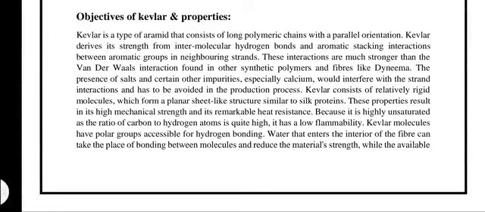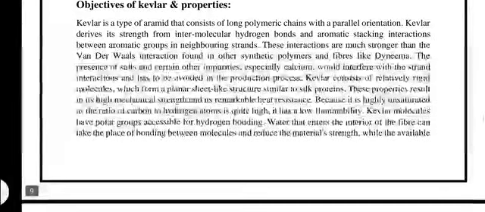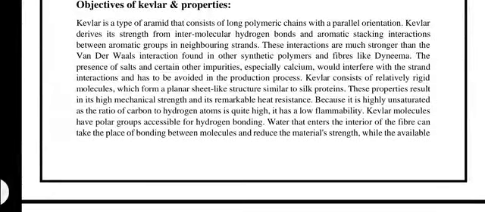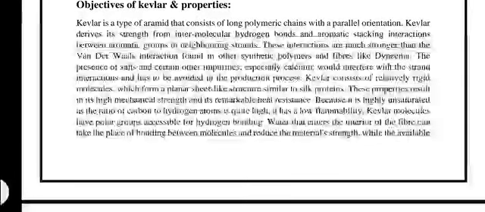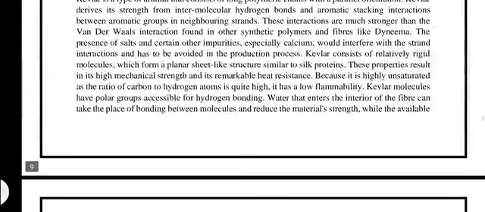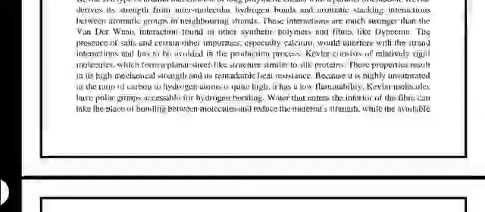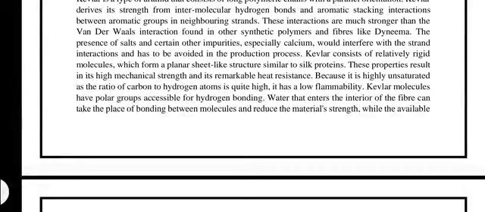Kevlar is a type of aramid that consists of long polymeric chains with a parallel orientation. Kevlar derives its strength from intermolecular hydrogen bonds and aromatic stacking interactions between aromatic groups in neighboring strands. These interactions are much stronger than the van der Waals interaction found in other synthetic polymers and fibers like Dyneema. The presence of salt and certain other impurities, especially calcium, would interfere with the strand interactions and has to be avoided in the production process.